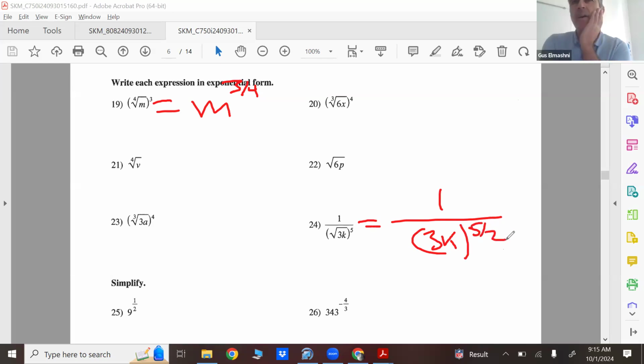Does that make sense? Do 3k raised to 5/2. Top. It's gotta be negative. Yeah, right. But we do see a 5, and we do see a square root. So that's why we have a 1/2, because square root means 1/2 is an exponent. And you see a 5, so 5 times 1/2 is 5/2. And then it's on the bottom. So if you want to bring it to the top, it would be 3k to -5/2.